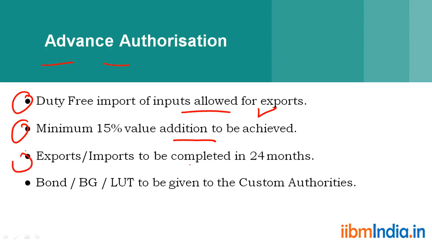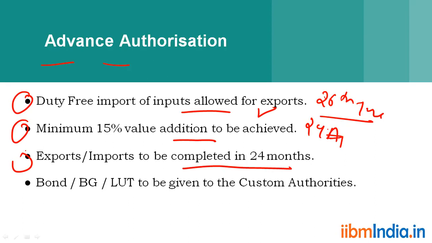Export import to be completed within 24 months. Suppose that you are importing any goods and services on 26th of June, then within the 24 months you have to produce the goods and services, and you have to go for the exporting of those items. Bonds, bank guarantees, LUTs to be given to the custom authorities.